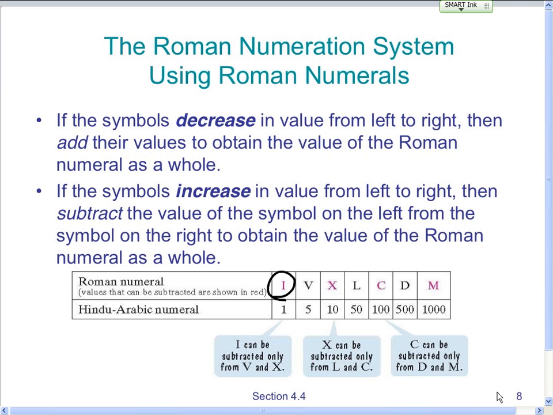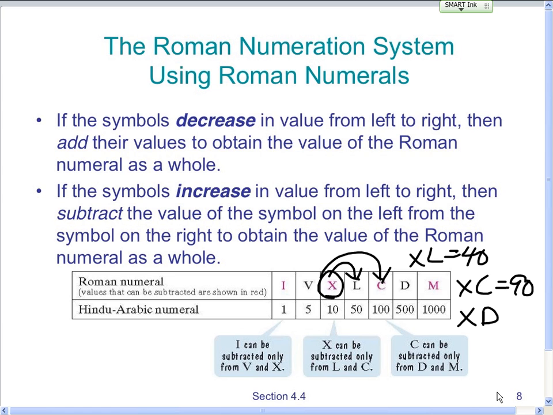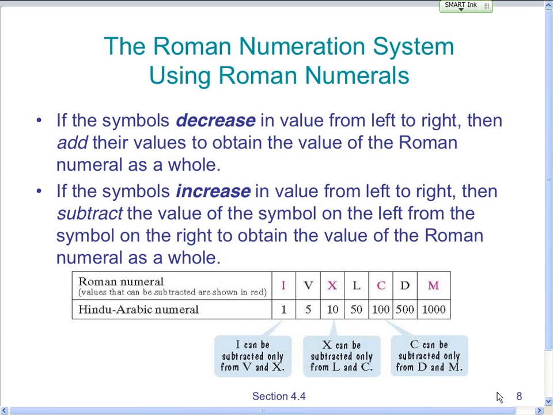So the I can be put in front of the V, it can be put in front of the X. That's it. The X can be put in front of the L, it can be put in front of the C, and that's it. So I can put XL for 40, and I can put XC for 90. Those are allowed. You cannot put XD, you cannot put XM. Those are not allowed. The C can only be subtracted from the D and the M.